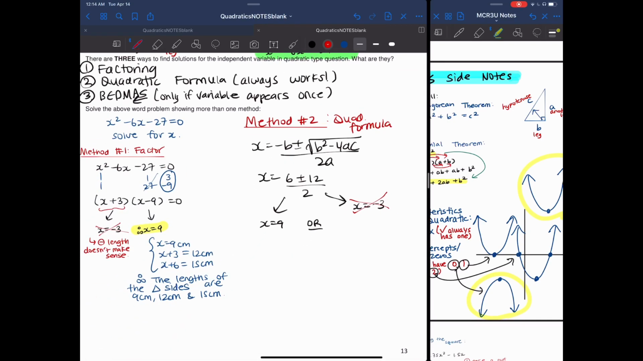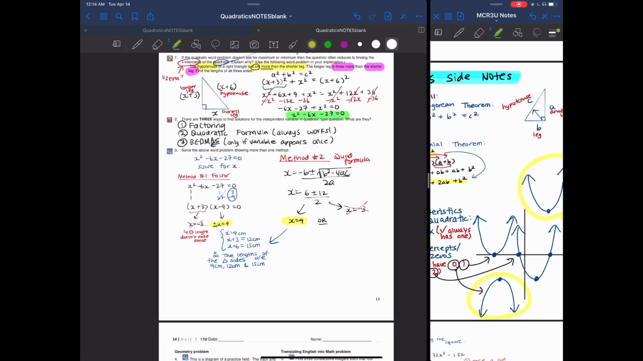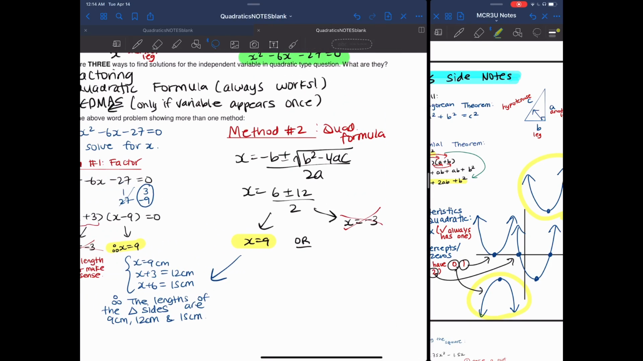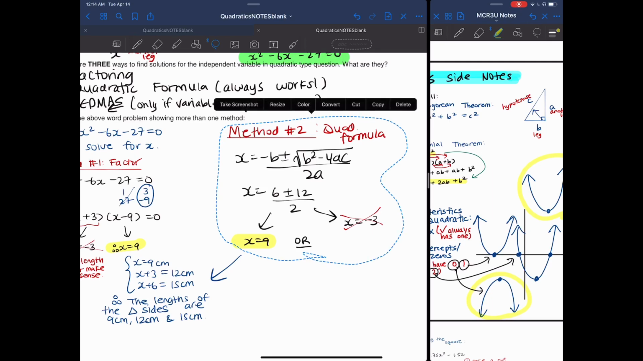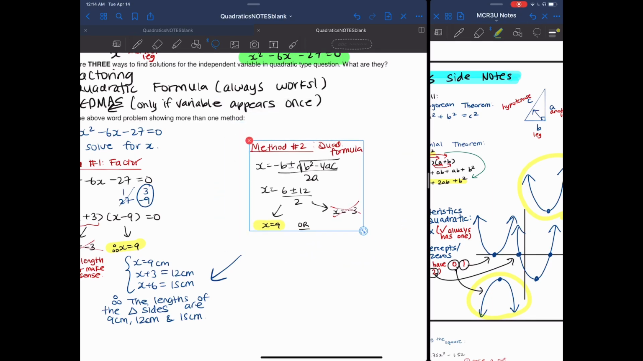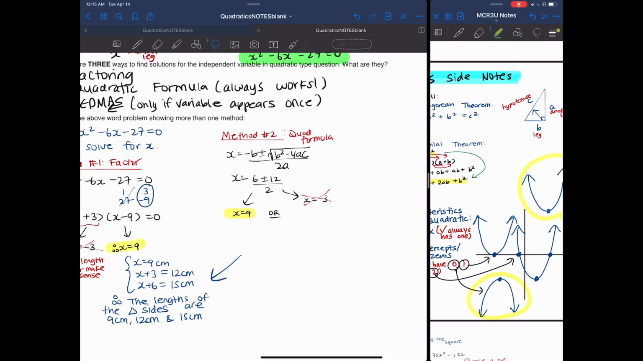Okay, I'm not going to rewrite the conclusion. I'm just going to put an arrow there, since we're just working on the algebraic parts. Okay, and then we're going to go to method 3. Method 3 requires us to get the variable to appear once. And so that means we need to do what? Because right now we're in the quadratic form. So let's write method 3. And it said to use BEDMAS backwards.